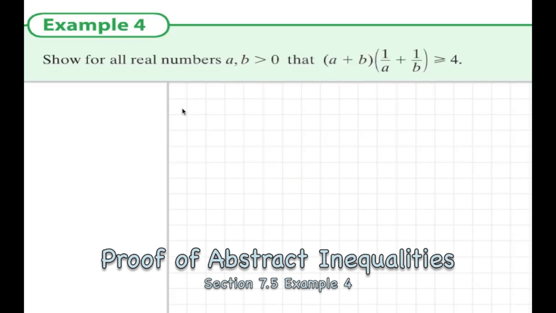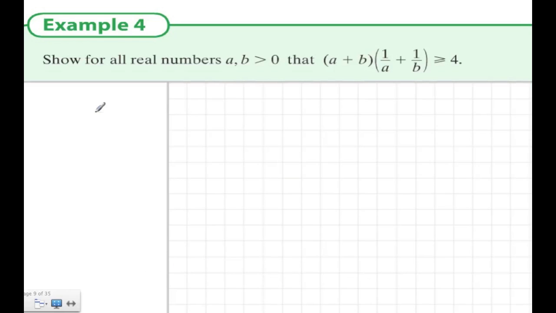In example 4, we're to show that (a plus b) multiplied by (1 over a plus 1 over b) is greater than or equal to 4. Now what we would do here is expand it first, and we multiply it out. If we multiply a by 1 over a, we get 1. A by 1 over b gives me a over b. B by 1 over a gives me b over a. And b by 1 over b gives me 1.